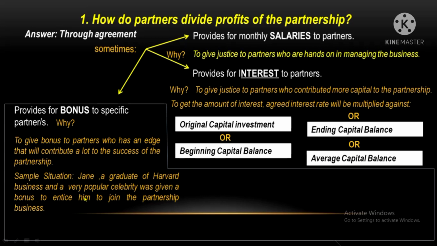So Jane here has an edge, being a Harvard graduate and a celebrity, which can be used by the partnership business to succeed. So she is given a bonus. I hope you understand what bonuses mean. Now, how do we get the amount of the bonus? That's just the agreed bonus rate times the net income.